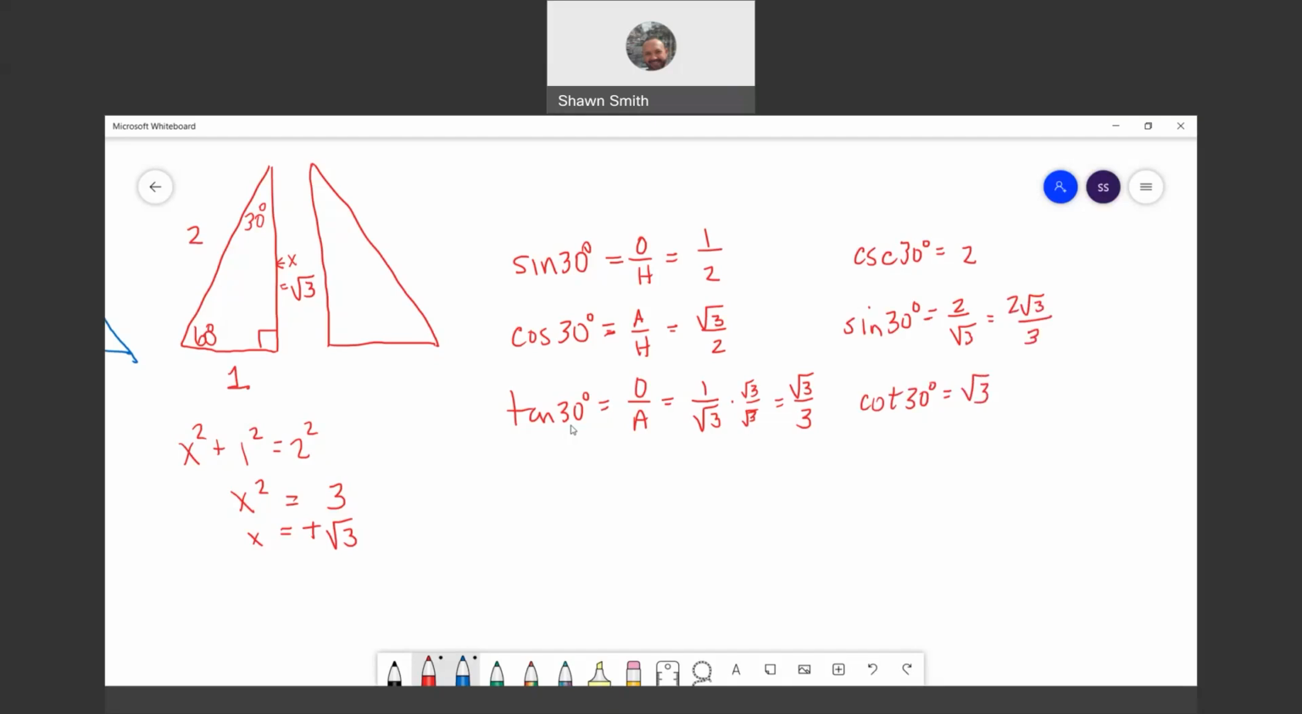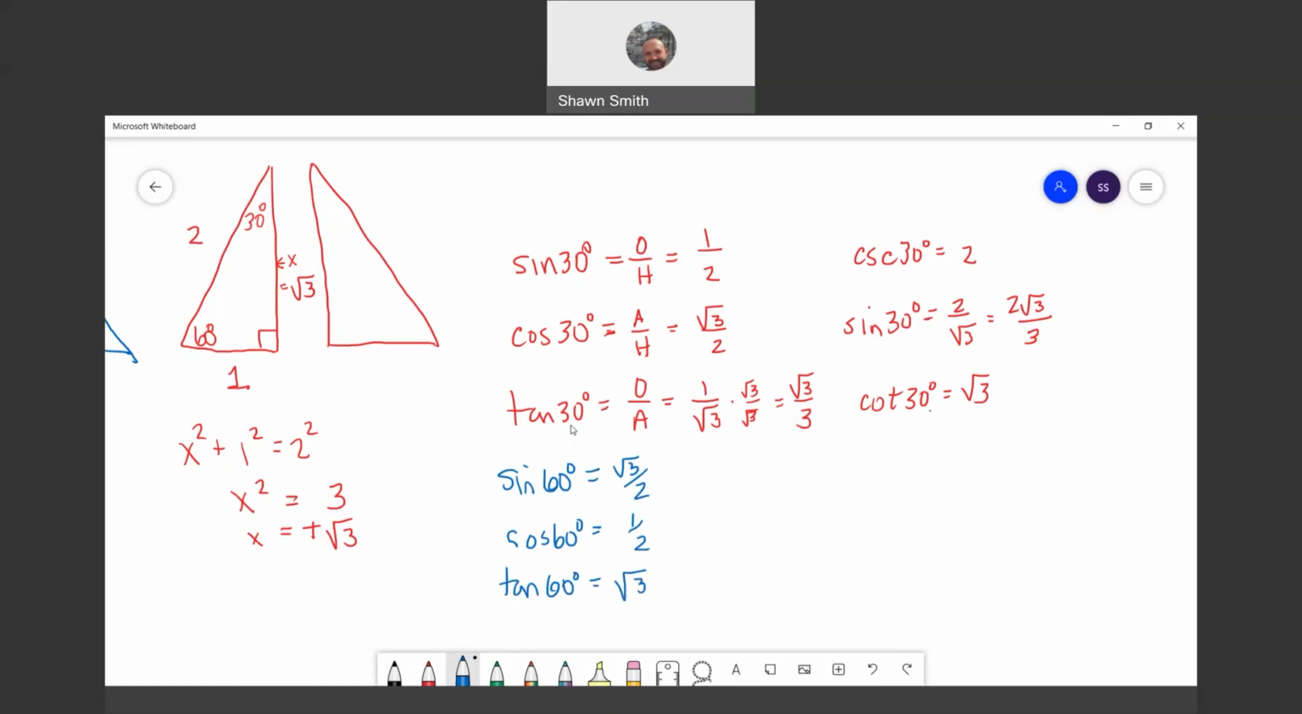Our 60-degree ones are pretty easy to come up with now. You can either use cofunctions, or you can do the same thing we just did, opposite, adjacent, hypotenuse. So sine of 60 is the same thing as cosine of 30, square root of 3 over 2. Cosine of 60 is the same as sine of 30, 1/2. Tangent of 60 is the same as the cotangent of 30, square root of 3.